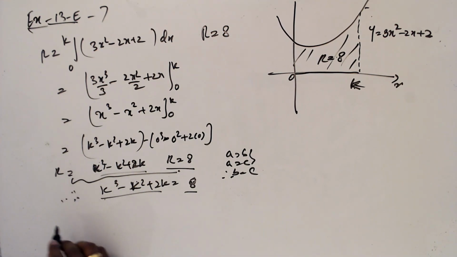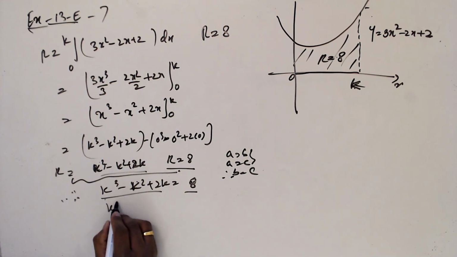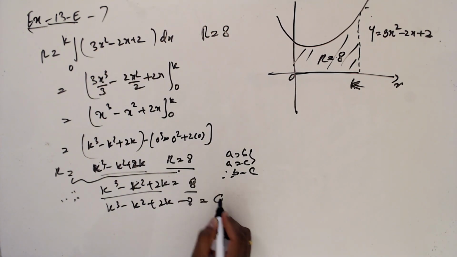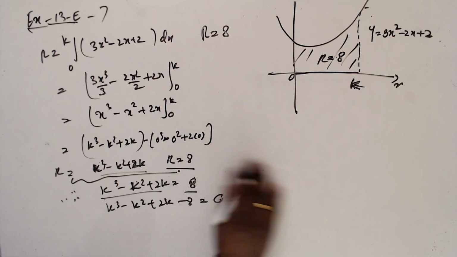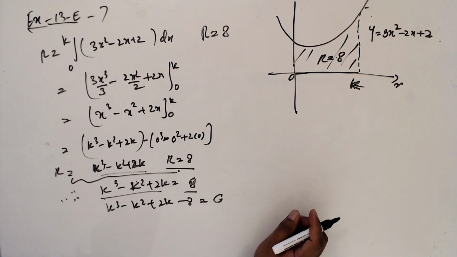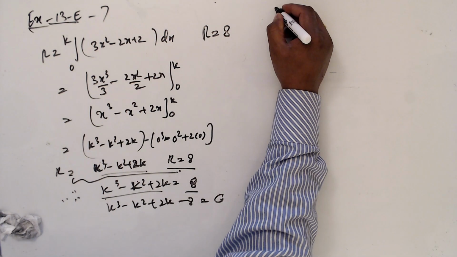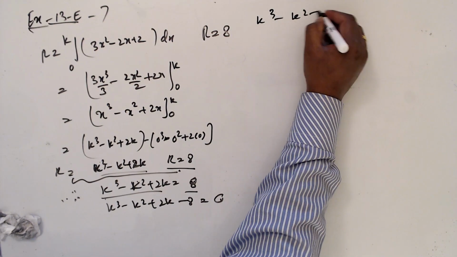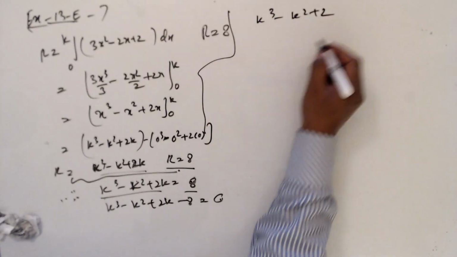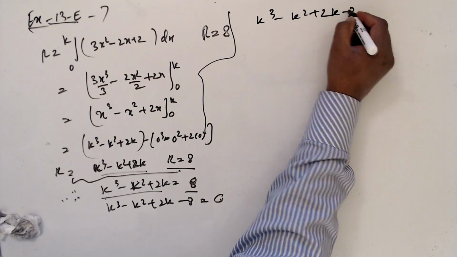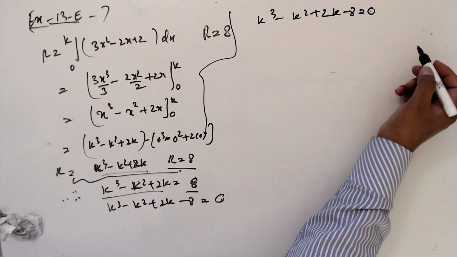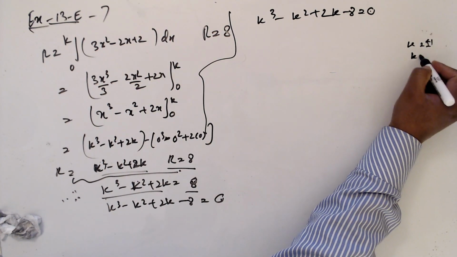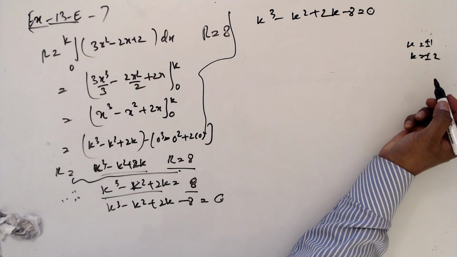Hence, now k cube minus k square minus 2k minus 8 equal 0. Now we have to use the factor theorem to solve this one. So this is k cube minus k square plus 2k minus 8 equal 0. Now we want to check with k equal 1, plus or minus 1, k equal plus or minus 2.